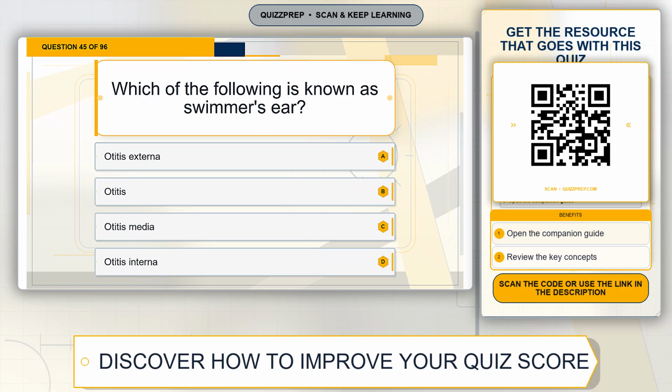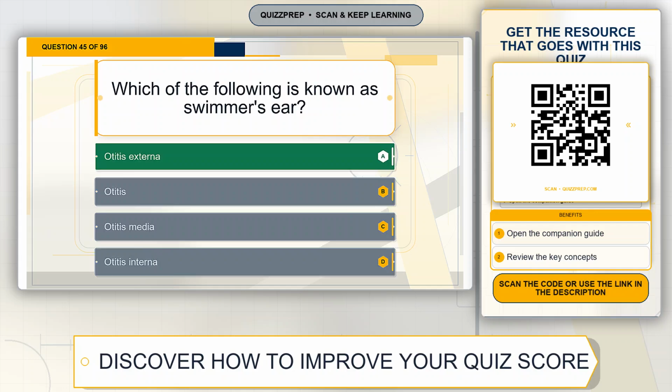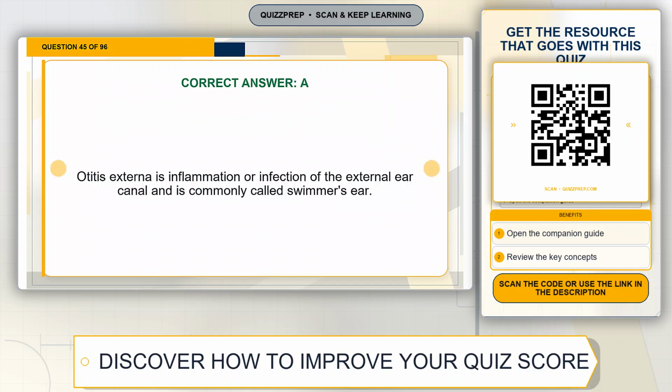Question 45. Which of the following is known as swimmer's ear? Option A, otitis externa; option B, otitis; option C, otitis media; option D, otitis interna. The correct answer is option A, otitis externa. Explanation. Otitis externa is inflammation or infection of the external ear canal and is commonly called swimmer's ear.